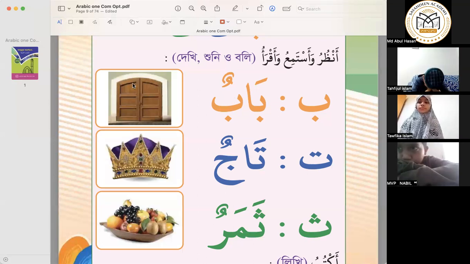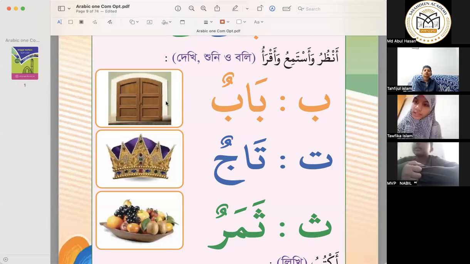ما هذا. What's this? Memorize everyone. ما هذا. What's this? Good. Now you will ask a question and answer the question. ما هذا. What's this? هذا باب. This is a door. Repeat. ما هذا. What's this? هذا باب. This is a door. Together 3 times.